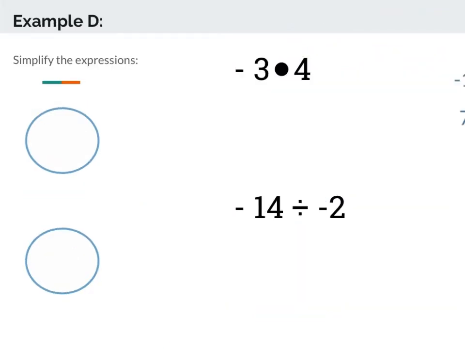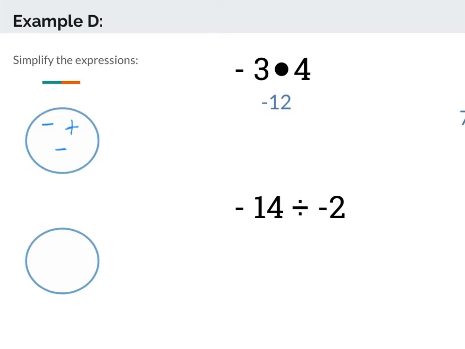So here we are at example D, and we're going to be simplifying the expressions. The first expression is -3 times 4. Before I even begin, I want to know what the sign of my answer is going to be, so I'm going to use the four faces to help me. My first number is negative, -3. My second number is positive, +4. A negative times a positive, although one of my eyes is open, the other one is closed, so I am going to be negative. So I know no matter what happens, my answer is going to be negative. 3 times 4 is 12, and I know my answer is going to be negative, so my answer is going to be -12.